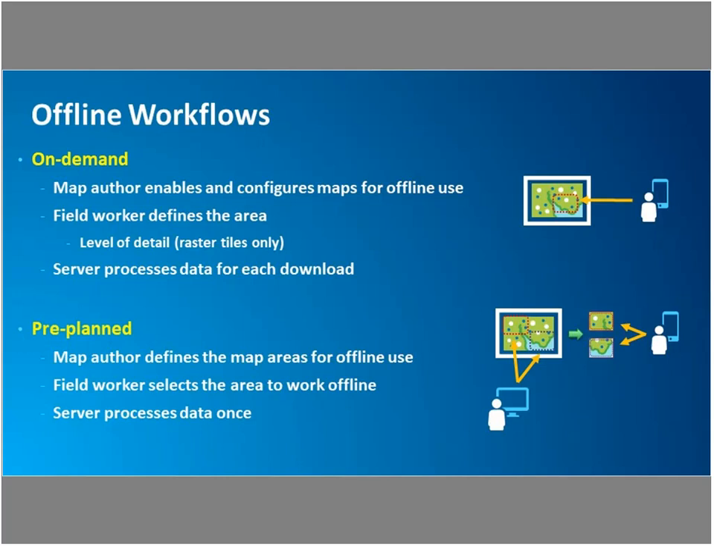So the second way, which is new, is creating a pre-planned offline area. This is done by the map author, and this may be useful if you have areas where you know your mobile workers frequently go offline, such as if you have defined service areas within a city. So you can predefine these, pre-package these, and then these are made available to your mobile workers.